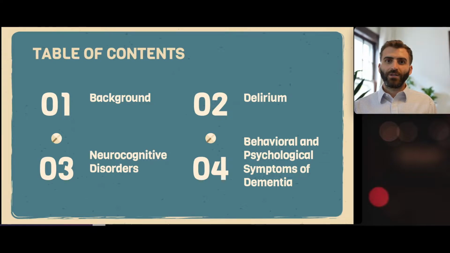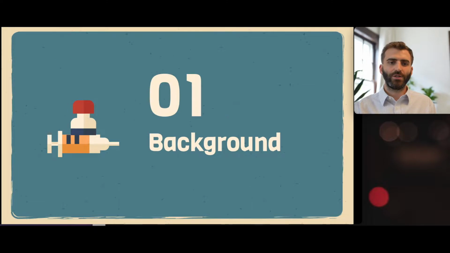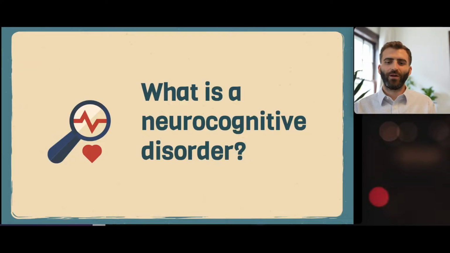There are 4 major sections to my presentation. First, I have just a few slides about background to set the scene. Then we'll go over the major sections of the neurocognitive disorder chapter in the DSM, which is delirium, and then neurocognitive disorders, which you can think of as similar to dementias. And then finally, we'll end with behavioral and psychological symptoms of dementia. So without further ado, let's go into the background.